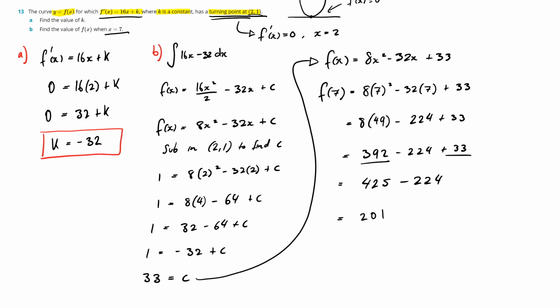How about you? But that was pretty cruel of Cambridge. Why did it do that to us? That's it. That's how you answer that question. So there's A, there's B.